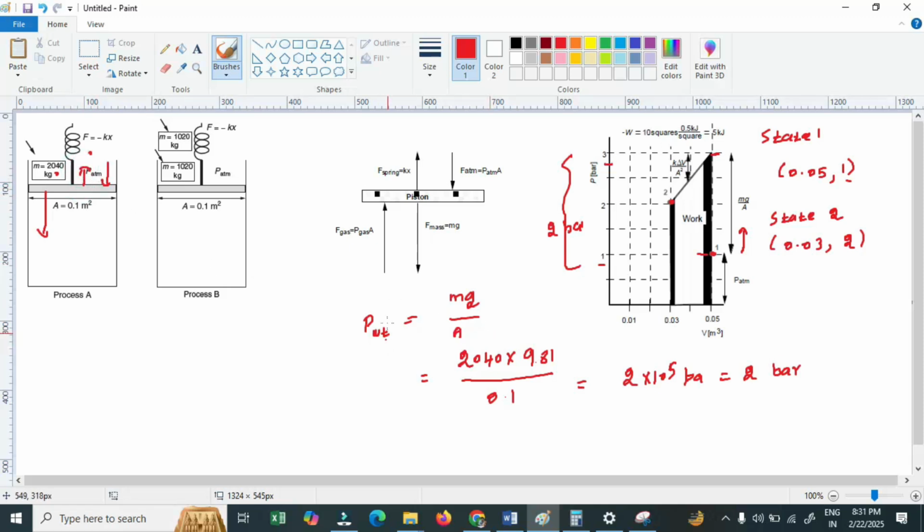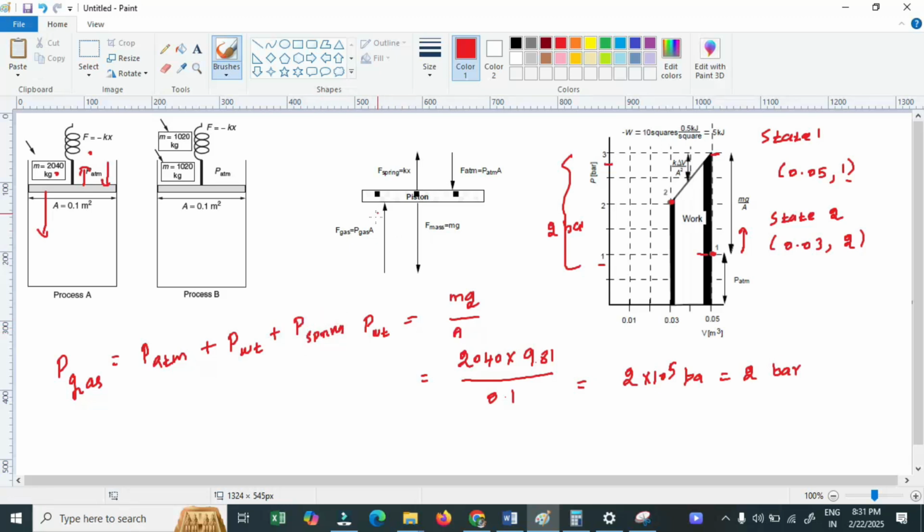So now there are three forces acting on the piston. One is the pressure due to the system, or let me call it the gas, that is equal to the others, then only I can have the equilibrium state. So atmospheric pressure plus pressure due to the weight and pressure due to the spring.